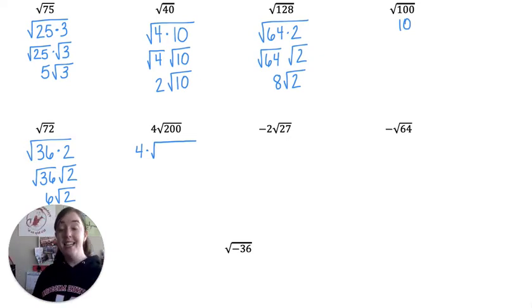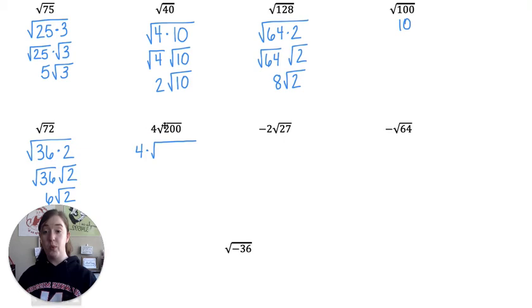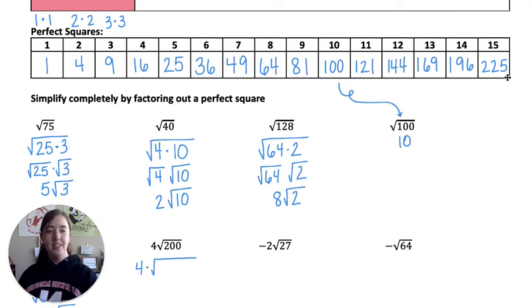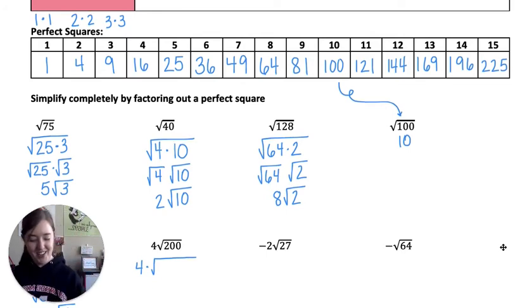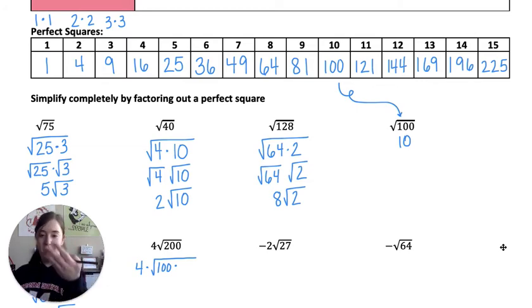And then I need to find the biggest perfect square that goes into 200. So when I'm looking through all of these numbers, we absolutely can take 200 divided by 196, 200 divided by 169, 200 divided by 144. But it's also really obvious that 100 is going to go into 200, right? So we know that's 100 times. And then what times 100 gives me 200? 2.